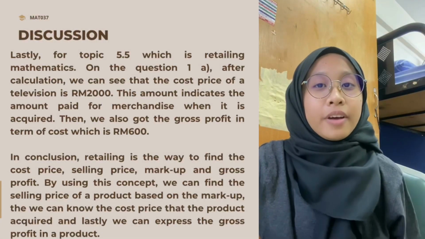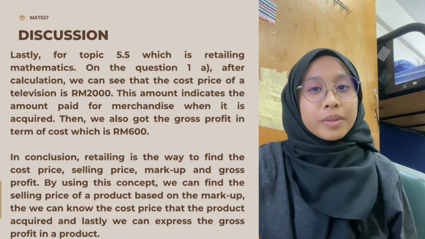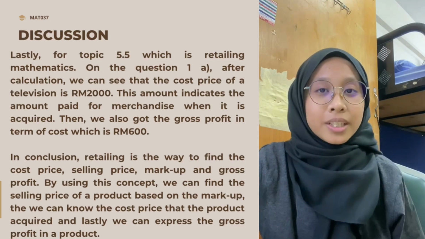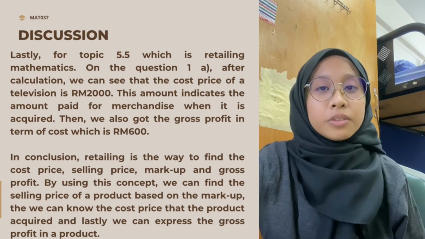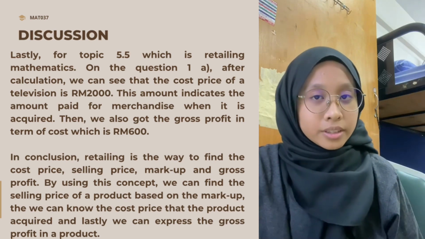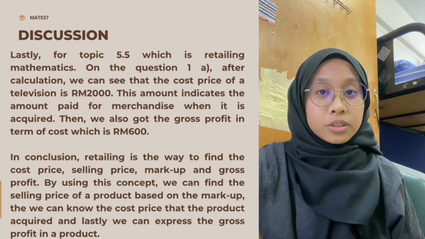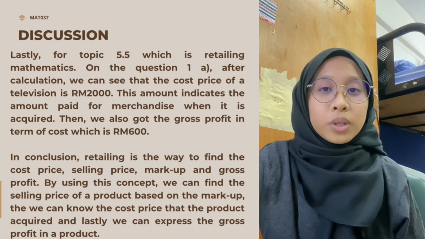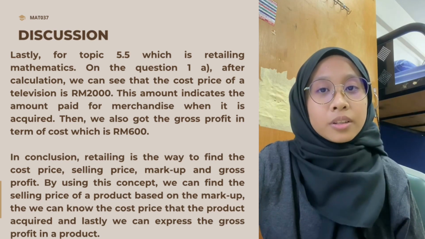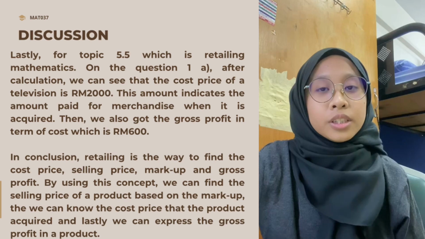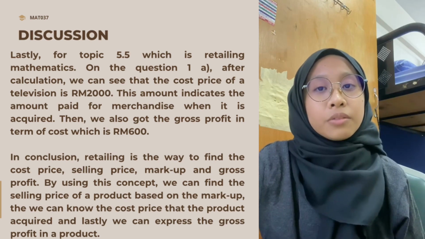Lastly, for topic 5.5, which is retailing mathematics, on question 1A, after calculation, we can see that the cost price of the television is RM2,000. This amount indicates the amount paid for merchandise when it is acquired. Then, we also got the gross profit in terms of cost, which is RM600. For question B, the amount that we got is RM2,600. This amount shows the selling price of the television.